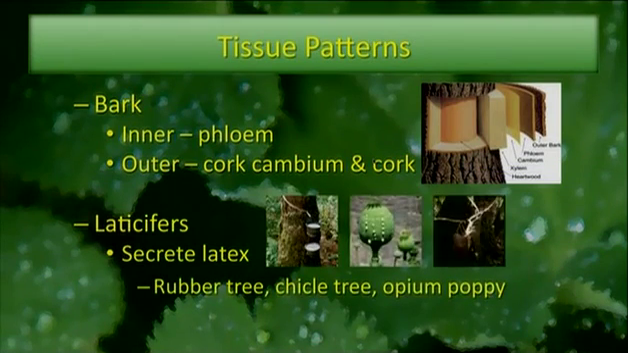Latices of commercial interest are from the rubber tree. You can see this here, collecting the latex for rubber. The chicle tree is used to make chewing gum; that's where chiclets come from. And then here you have the resin from the laticifers of the opium poppy, which we know is used to make morphine, heroin, and other kinds of narcotics.